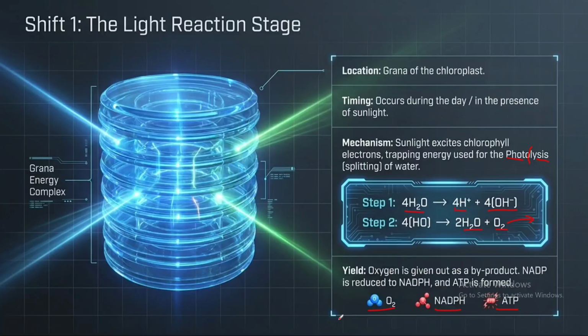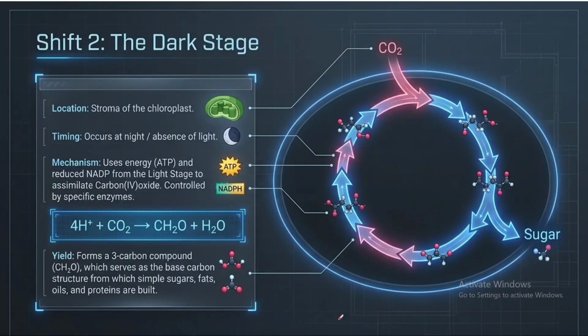So we now go over to the dark stage to see what happens. Now, during the dark stage, or what some people refer to as the Calvin cycle, it is a lot more complex than we will discuss here, but we just discuss the basics. Now, the first thing is that the location is obviously within the stroma. So it happens in the stroma of the chloroplast. Remember, we mentioned that the stroma is the outer liquid part of the chloroplast, and it happens at night or in the absence of light. That's why it's called the dark reaction stage.